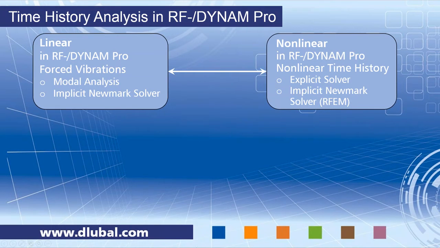The nonlinear time history analysis is, in RFEM, a large deformation analysis. In RSTAB, you have both types of analysis available. You can apply the theory of small or large deformations. All nonlinearities that are defined in the model are also considered in the time history analysis. In RFEM, we again have two solvers available, the explicit and the implicit solver. I will go into detail on this. In RSTAB, we have the explicit solver only.